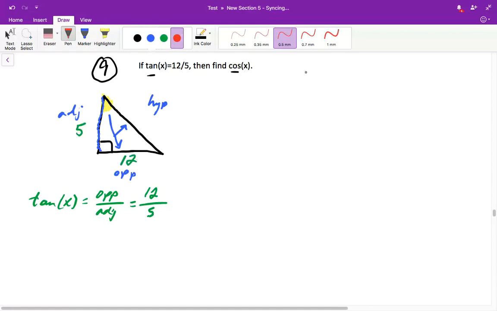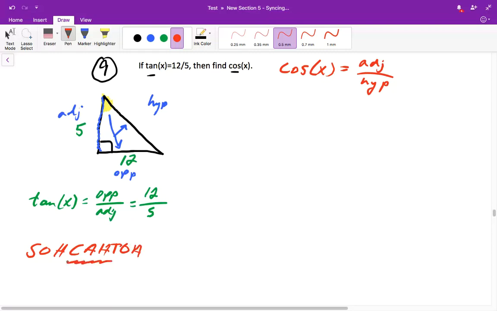So my cosine of x, I know is equal to adjacent over my hypotenuse because of our SOHCAHTOA. Remember, we're going to use our SOHCAHTOA. So that means that my cosine is adjacent over hypotenuse. So when I look here, I do not have my hypotenuse, but I have a right triangle and I have 2 of the 3 sides. So I can easily solve for this by saying, well, 5 squared plus 12 squared is going to be my hypotenuse squared. So then it will give me 25 plus 144 is equal to my h squared.